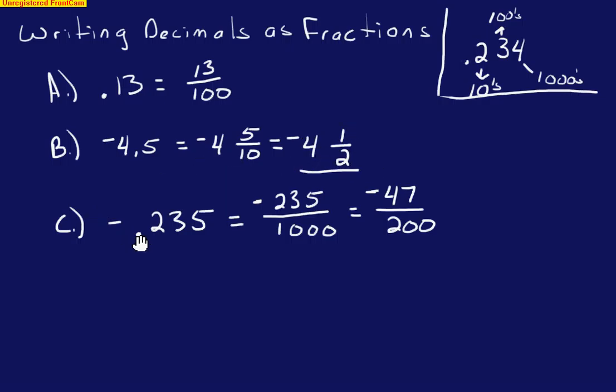Okay, and then the last kind, I just put one out there that just had more numbers at the decimal because I wanted you to see what one would look like over 1,000. So essentially the 2 is in the 10 spot, the 3 is in the 100 spot, and the 5 is in the 1,000 spot. So we used 1,000 as our denominator, and then put the 235 over it, and we divided both of those by 5. That gave us 47 over 200, and that was negative.